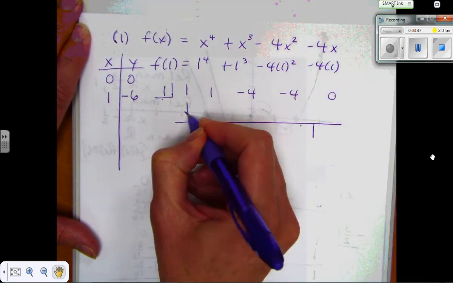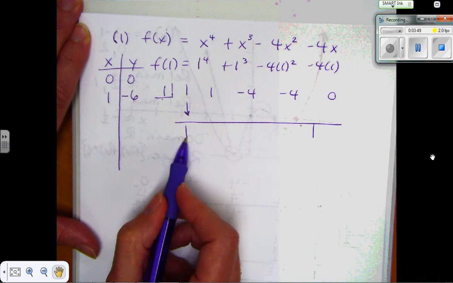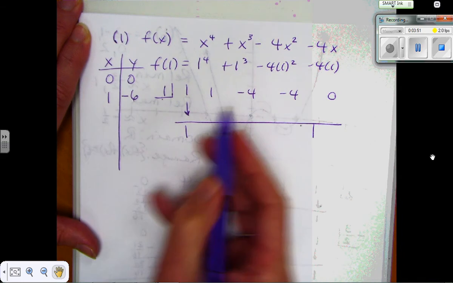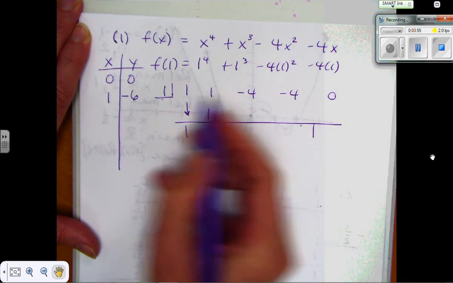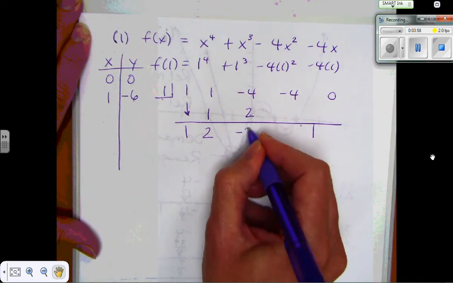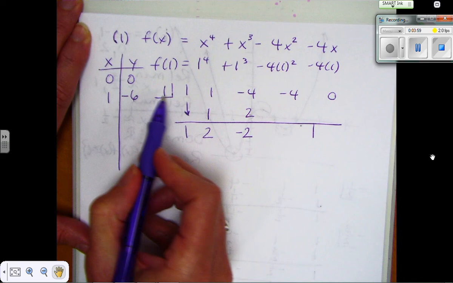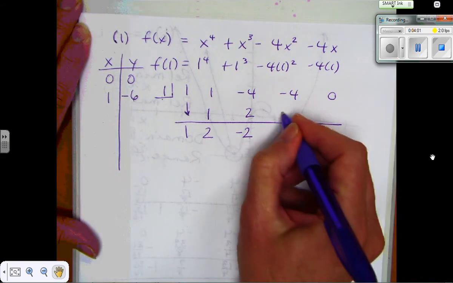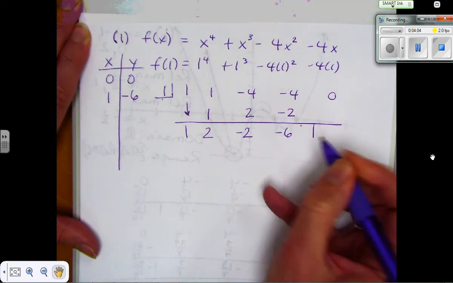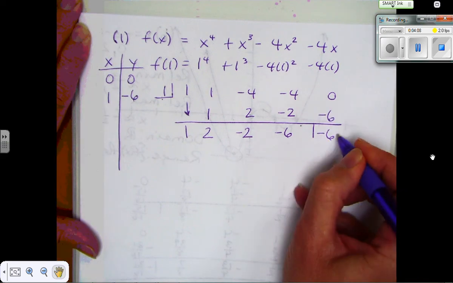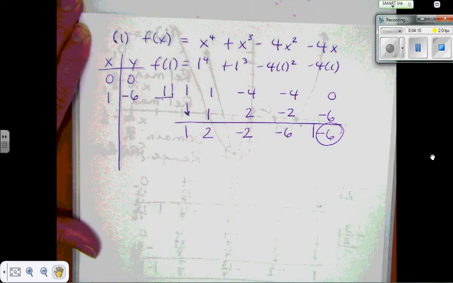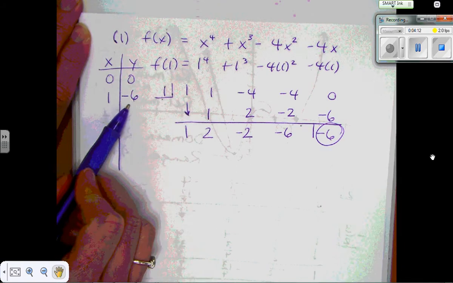You bring down the first term. 1 times 1 is 1. And add those two together, so that's 2. 2 times 1 is 2. Add those together, that's -2. -2 times 1 is -2, and that's a -6. -6 times 1 is -6. That's your remainder. Okay, and that's what I got for my y.